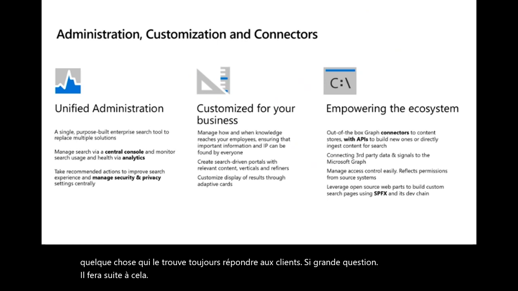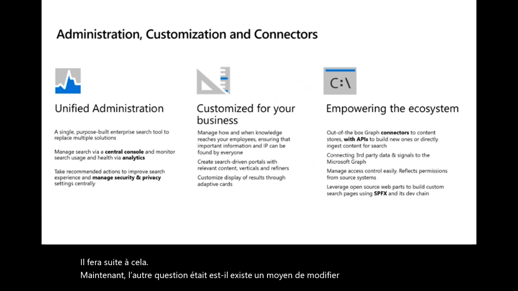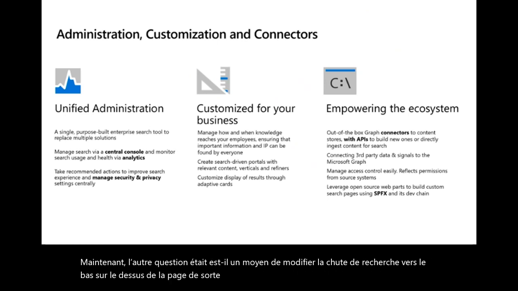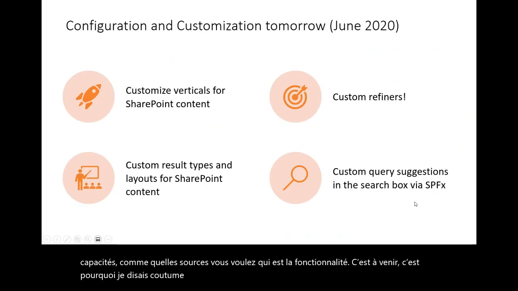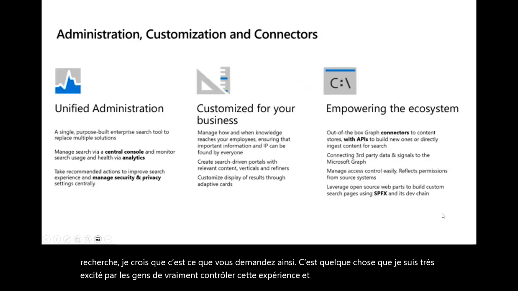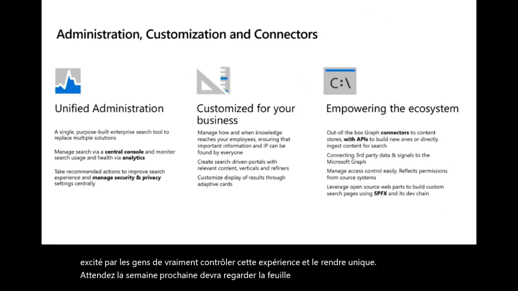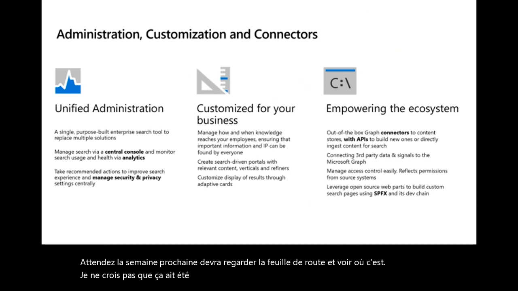The other question was, is there a way to edit the search dropdown on top of the page? So the auto suggest, and adding custom sources, or the ability to select what sources you want. That is functionality that's coming up. That's what I was saying earlier: custom query suggestions in the search box. I believe that's what you're asking as well. That is something that I'm pretty excited about, to be able to really control that experience and make it unique. So wait until next week. We'll have to look at the roadmap and see where that is. I don't believe it's generally available.